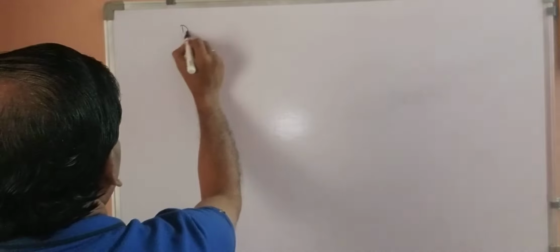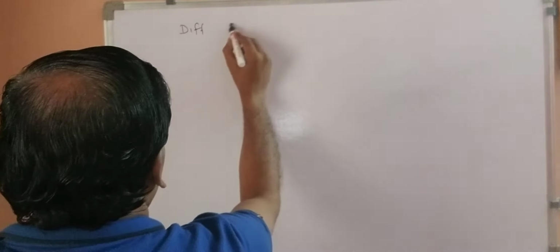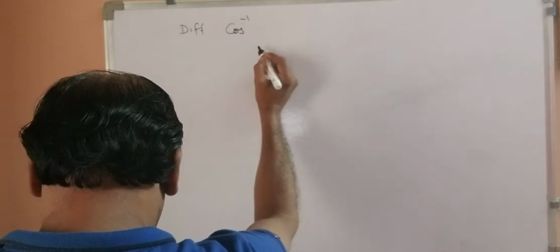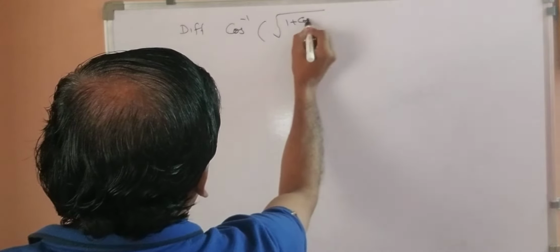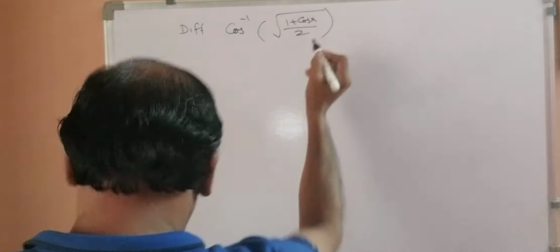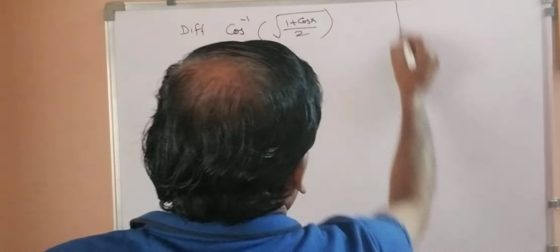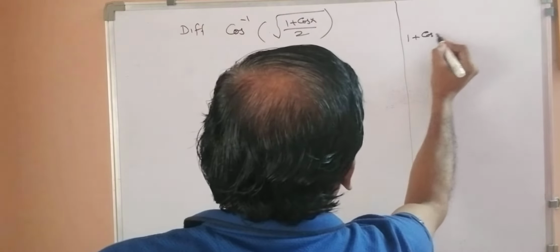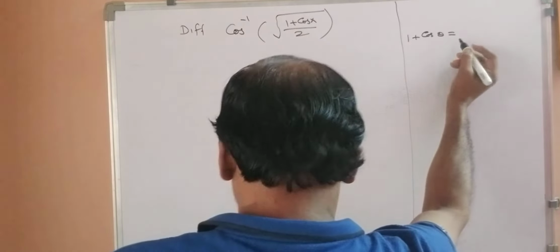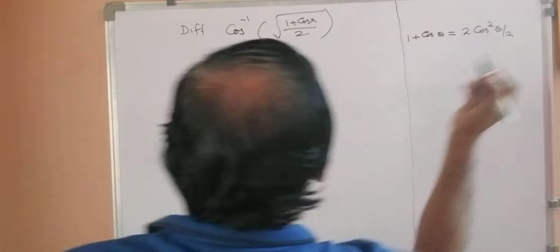Differentiate cos inverse square root of 1 plus cos x upon 2. This is very important. Okay. Now let us see what is the formula for 1 plus cos theta: 2 cos square theta by 2.